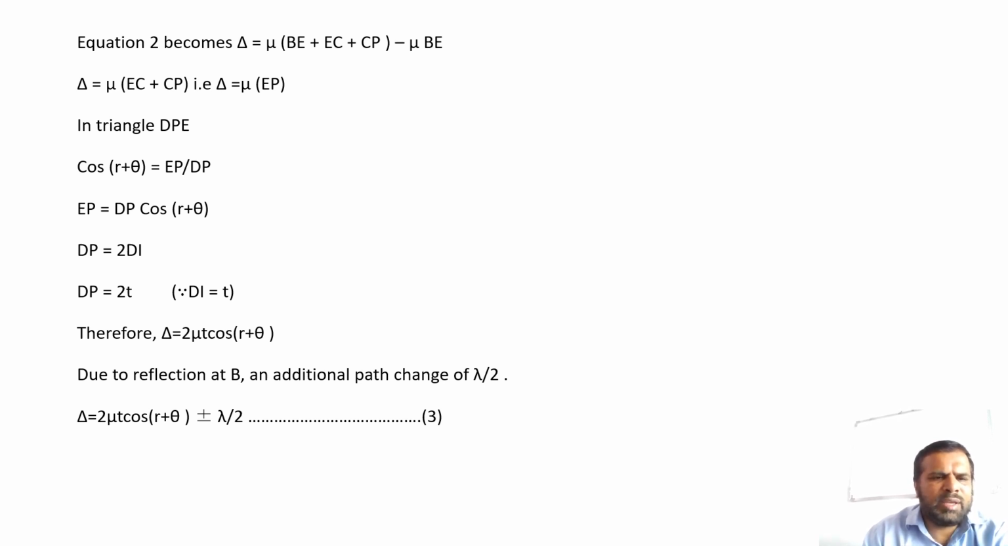Therefore, delta is equal to 2 mu t cos of (r plus theta). Due to reflection at B, there is an additional path change of lambda by 2, so delta is equal to 2 mu t cos of (r plus theta) plus or minus lambda by 2.